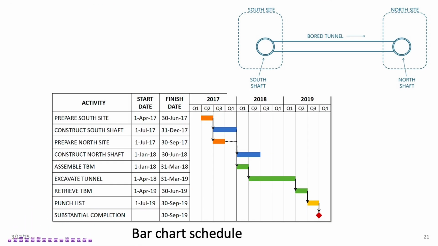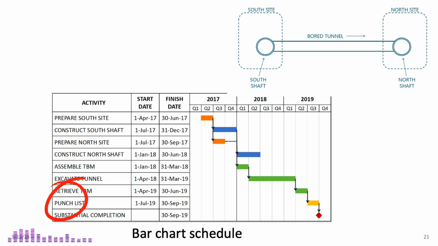The first column lists all the activities, which are represented as horizontal bars along the timeline. Different colors can be used to distinguish different types of work. For example, orange is for site preparation, while blue indicates shaft construction. Now take a look at the first column. You'll see activities like preparing the south site, constructing the south shaft, and similar tasks for the north site. Then we have TBM assembly, tunnel excavation and lining, and TBM retrieval. These are the main construction tasks.